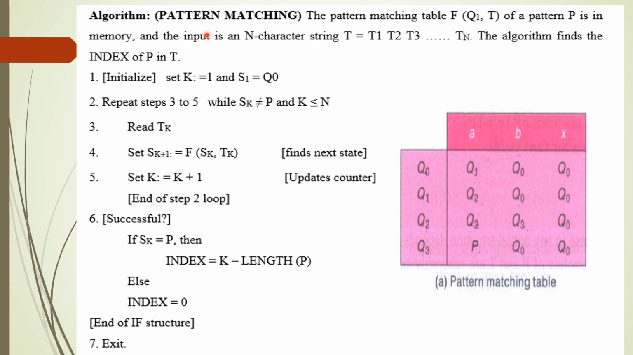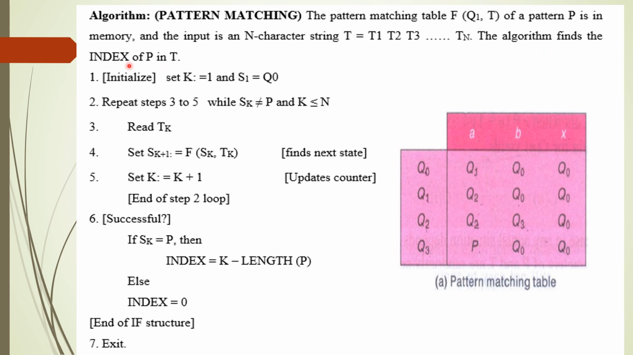The name of the algorithm is pattern matching. The pattern matching table is already constructed. Before applying this algorithm, we have pre-processed the pattern string, and we have obtained this table, which is available in memory before applying the algorithm. This is F, the table F of Q1 comma T of a pattern P, that is, for the given pattern we have calculated this table and it is in memory, and the input is an n character string T. Input to this algorithm is the text string.